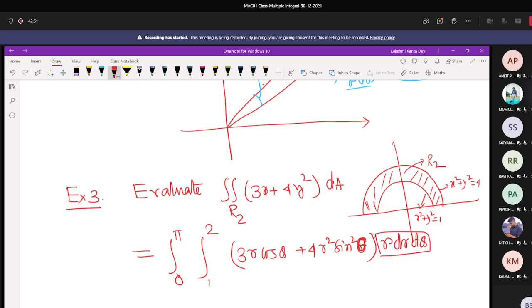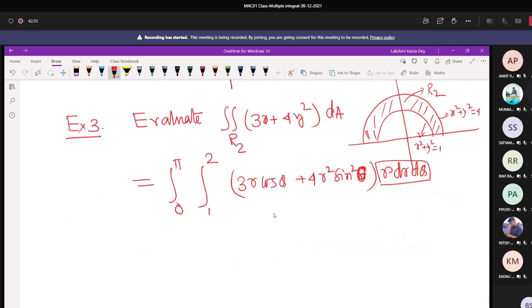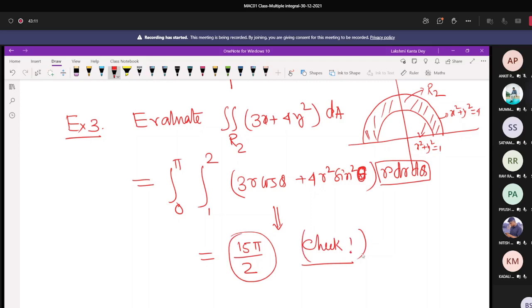If you do it on your own, this part is easy. So the ultimate answer, I have just solved it, is 15 pi by 2. So please check, because all of you know, so no need to waste time here.